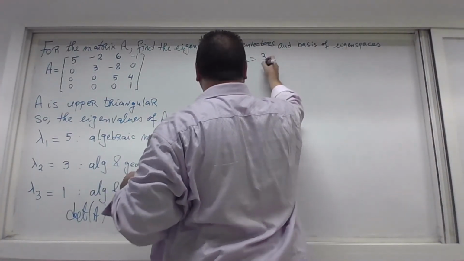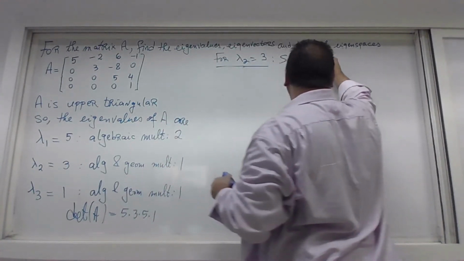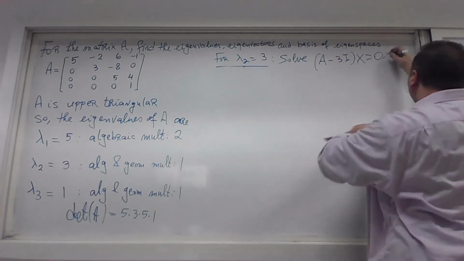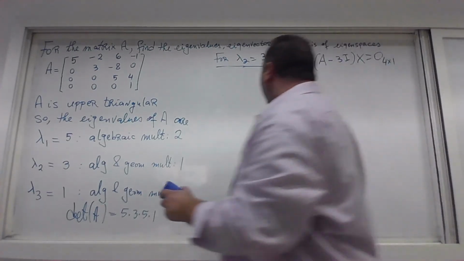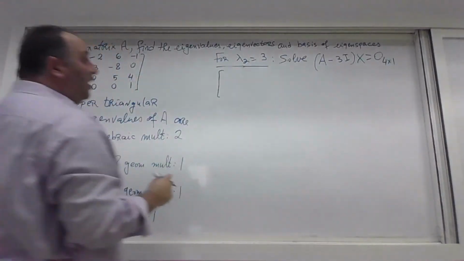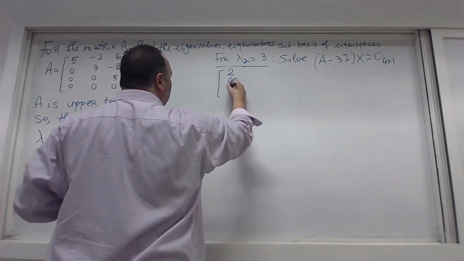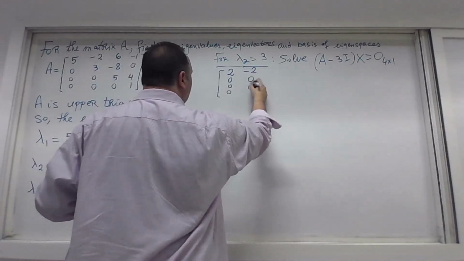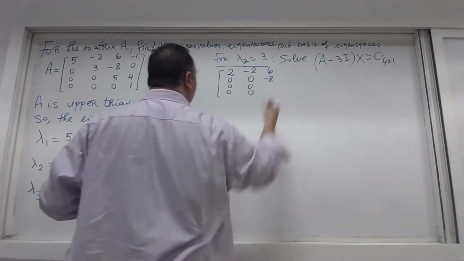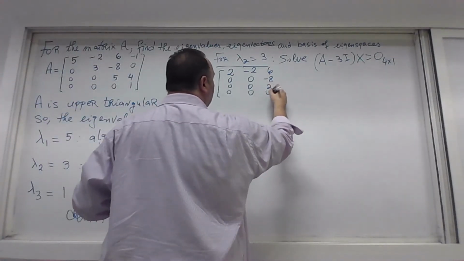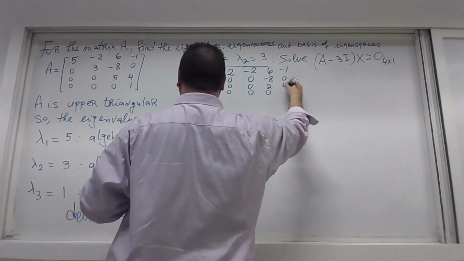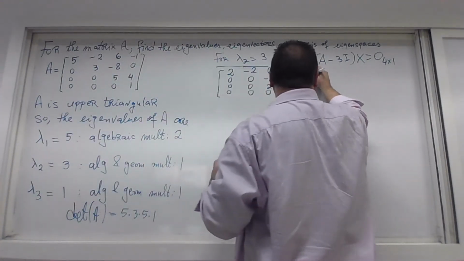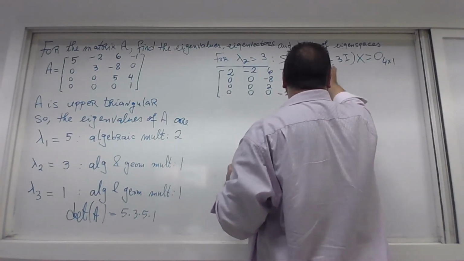Eigenvalue 3. So we need to solve A minus 3I times x equals 0, and this 0 is 4 by 1. So let's do it. It's 5 minus 3, that's 2. And then it's 3 minus 3, that's 0. And then we have 5 minus 3, that's 2. And then we have 1 minus 3, that's minus 2. Okay, x1, x2, x3, x4.